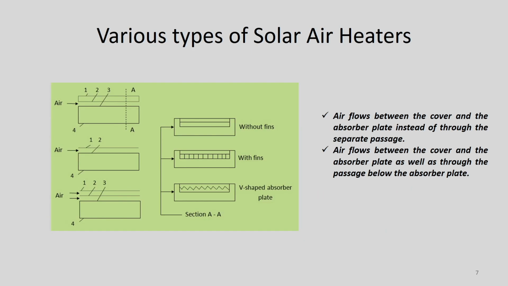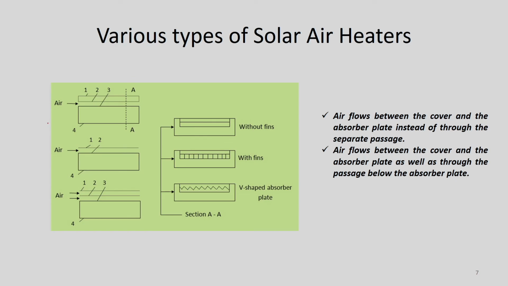So, there are different types of solar air heaters. What you can see, there are three configurations. In the first configuration, we have this glass cover, one indicates the glass cover, two indicates the absorber plate, and three indicates the bottom plate. Here in the first configuration, fluid flows between this absorber plate and this bottom plate, and this is a glass cover.